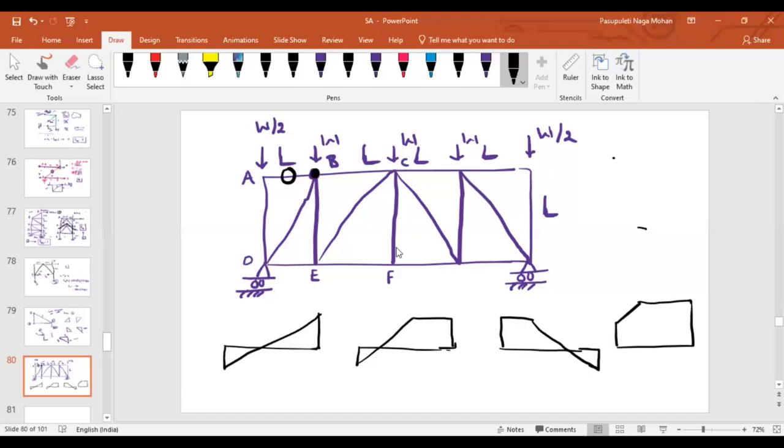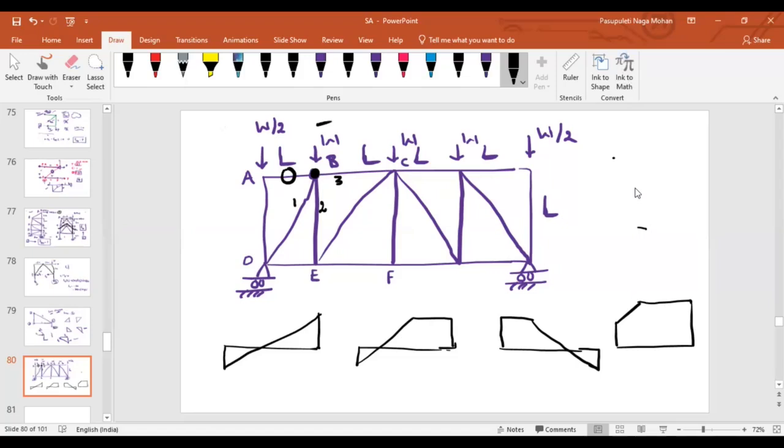It is a zero force member, right? Now, at joint B, how many members are connected? How many forces will be there? If you draw the free body diagram, the BD force will exist, the BE force will exist, the BC force will exist. In addition, W will also come into the picture, isn't it?